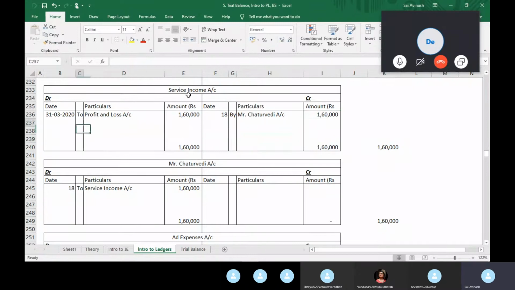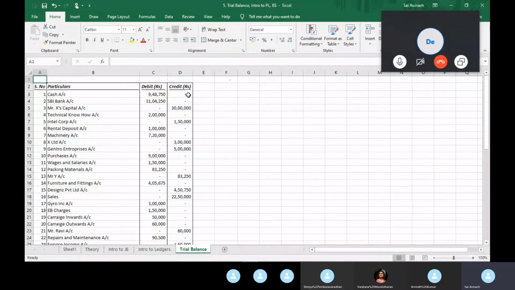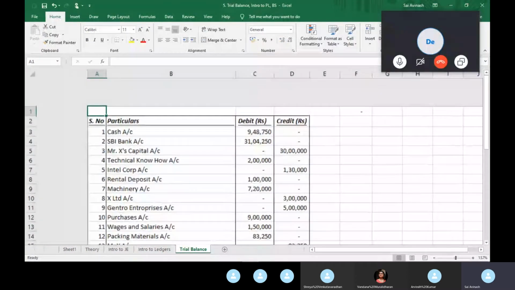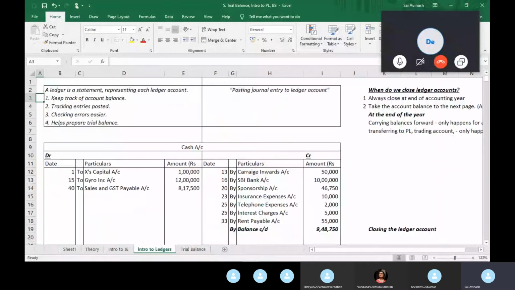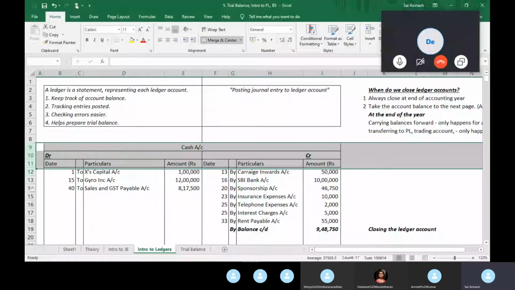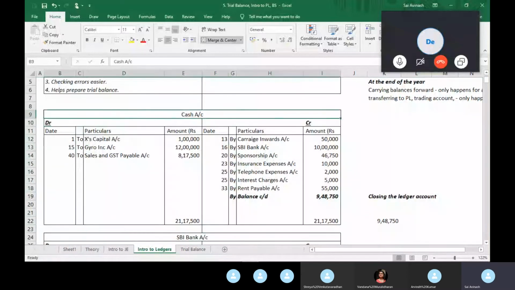Once you're finished with balancing all the accounts, you are going to prepare something called a trial balance. I'll make this bigger. So how do you prepare a trial balance? You go to the first ledger account you created. This is a cash account, an asset account. The moment we look at this, we should know that I have the balance carried down written on the credit side, which means the account has a debit balance of 9,48,750.